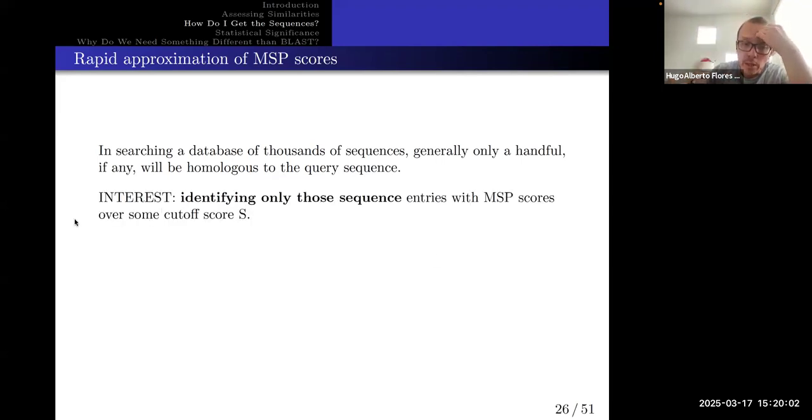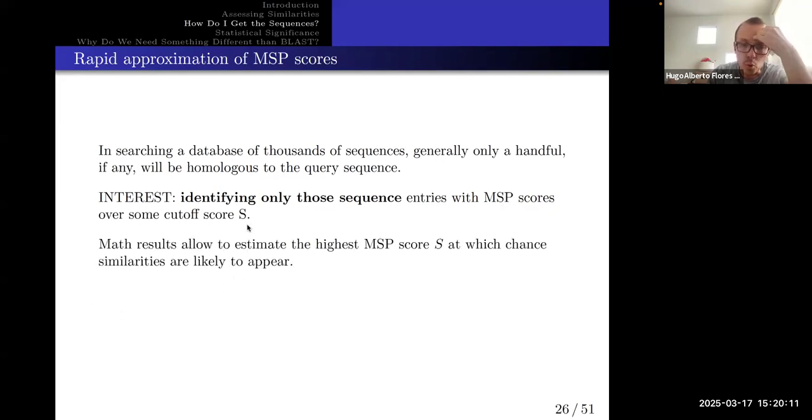Okay, so in this case, BLAST identifies only those sequences with maximal segment pairs over some cutoff, and I'm going to use the letter S here. And the nice part is that we have mathematical and statistical results that allow you to understand how this scanning or filtering that BLAST is applying is affecting our search.